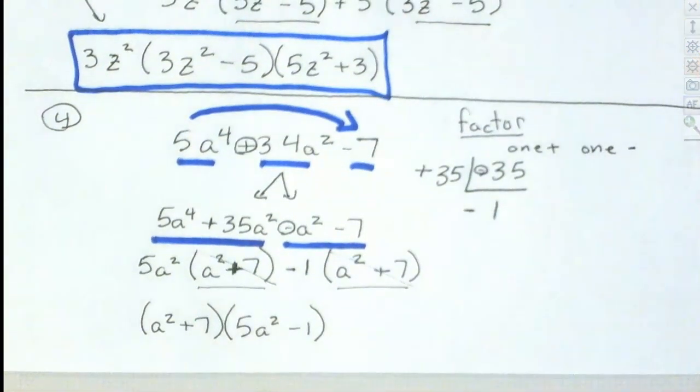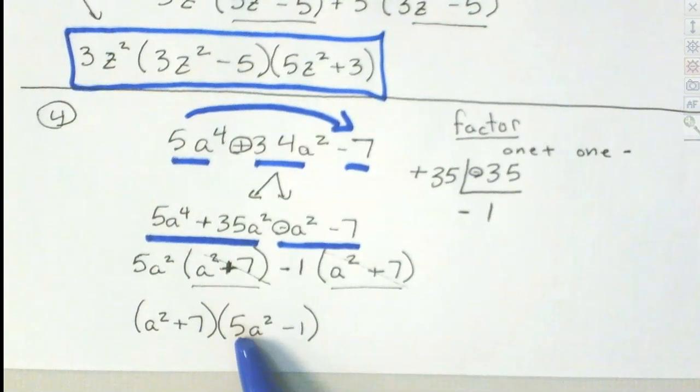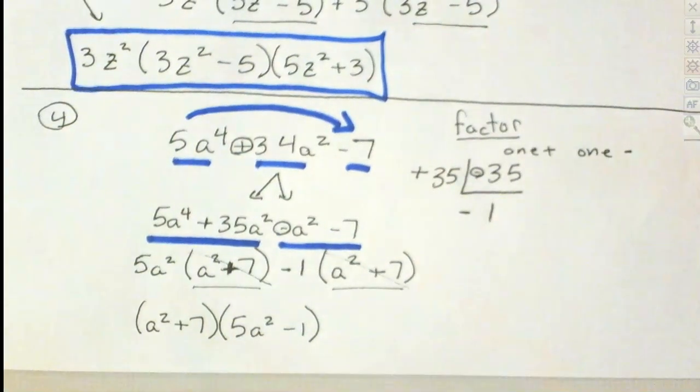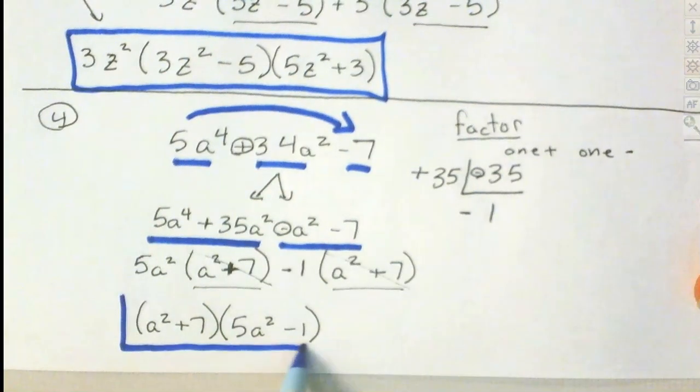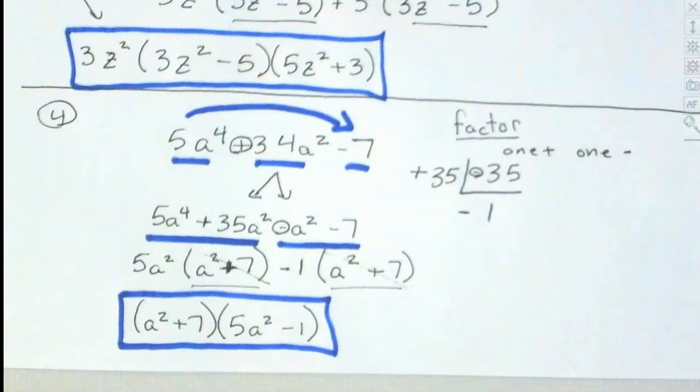How do I know I am finished? How do I know that I cannot go any further? I know I can't go any further because I look at my parentheses. A squared plus 7. 7's not a perfect square. This is a sum. Not going to do anything with that. That one's over. What about 5a squared minus 1? Can't be broken down as a difference of squares. Why not? 5 is not a perfect square. So I've checked everything out. And so now I know that we are done. And this is completely factored. That's as far as you can possibly go.